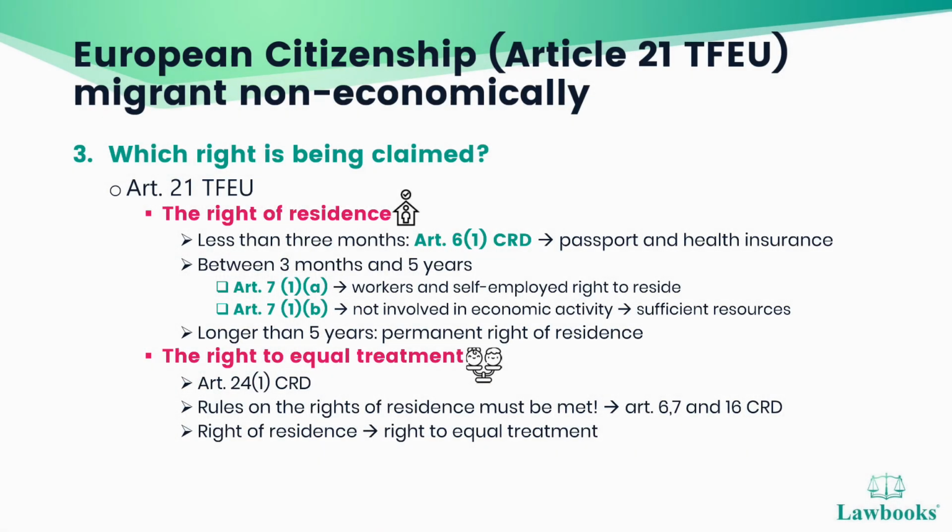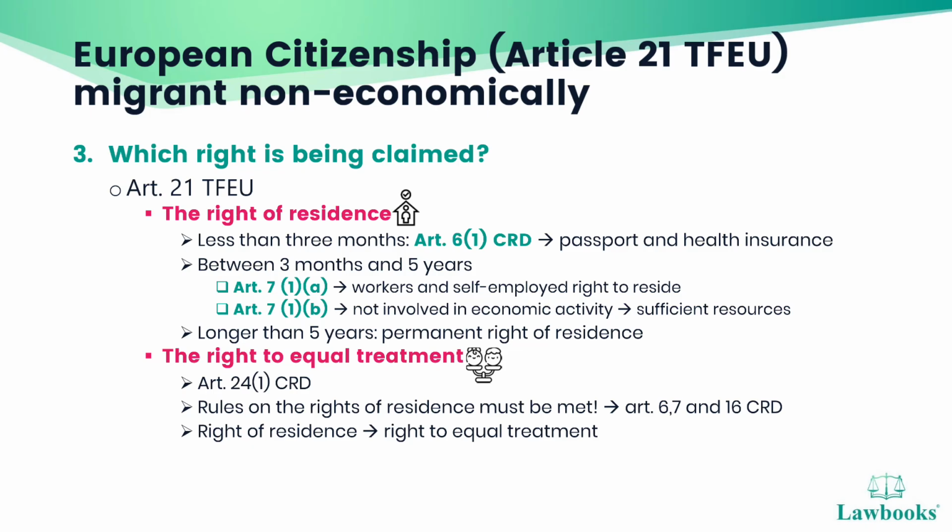But there's something we need if we're dealing with someone who is not involved in an economic activity. We need sufficient resources. So we need someone who's able to take care of themselves. And if you're there longer than 5 years, then you get the permanent right of residence. So you have a really stable position, right, if you have stayed longer than 5 years in the same member state.